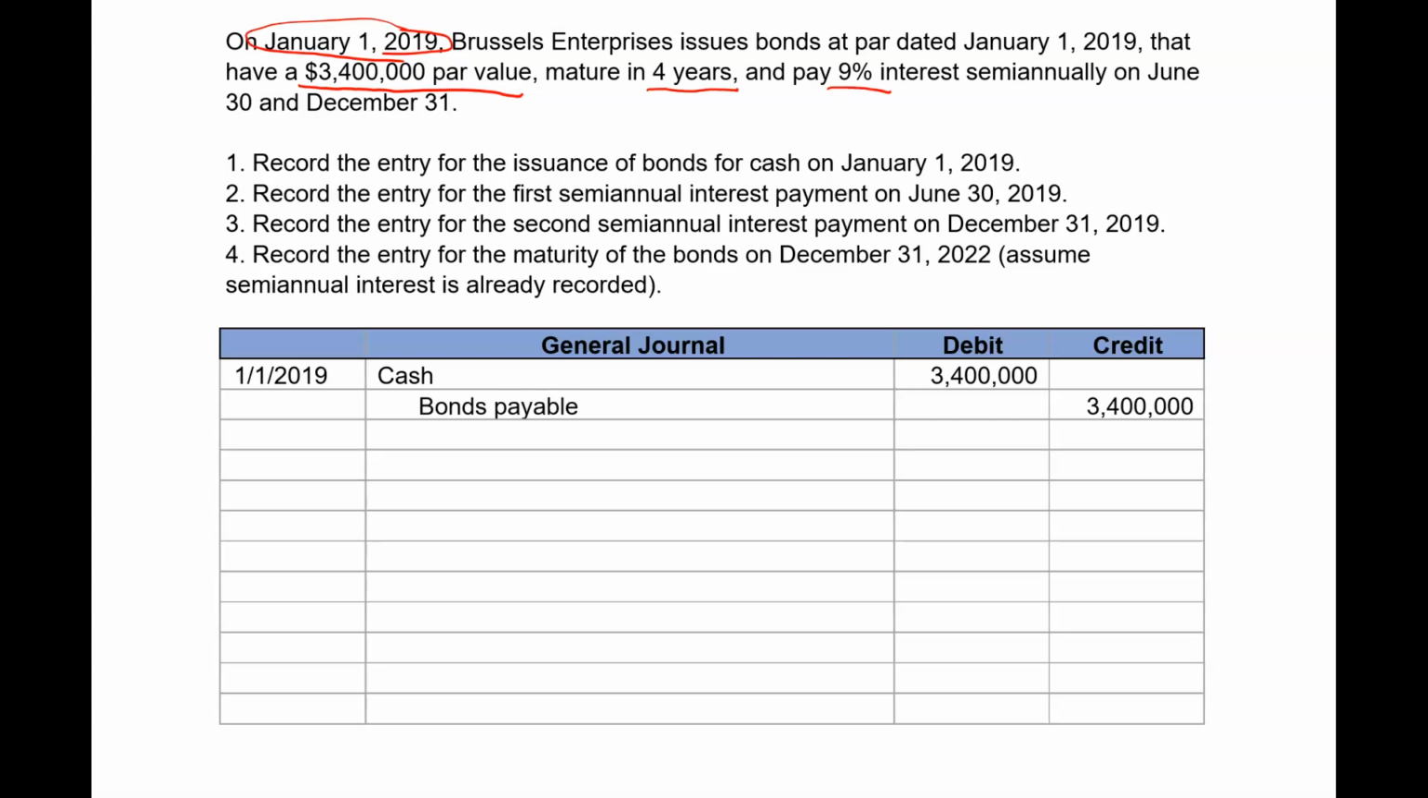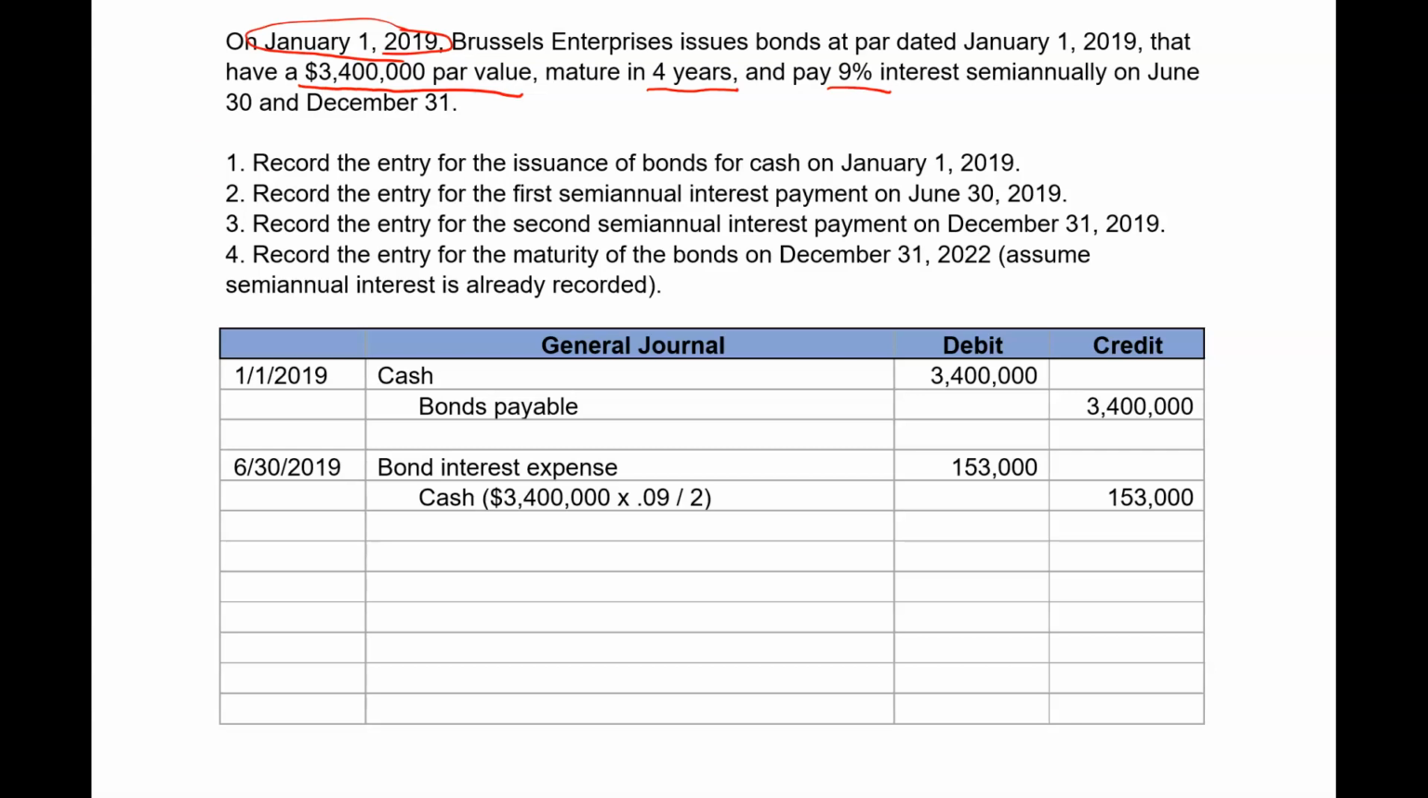Credit bonds payable for $3.4 million. Your first interest payment is on June 30th. To calculate that, you'll take the amount of the bond, $3.4 million, times the 9%, and you divide it by 2. Another way you can do it is multiply it by 0.5, which is half a year. That's $153,000. And then you debit bonds interest expense, the same $153,000. This is to record interest for the first interest payment of the 2 years.